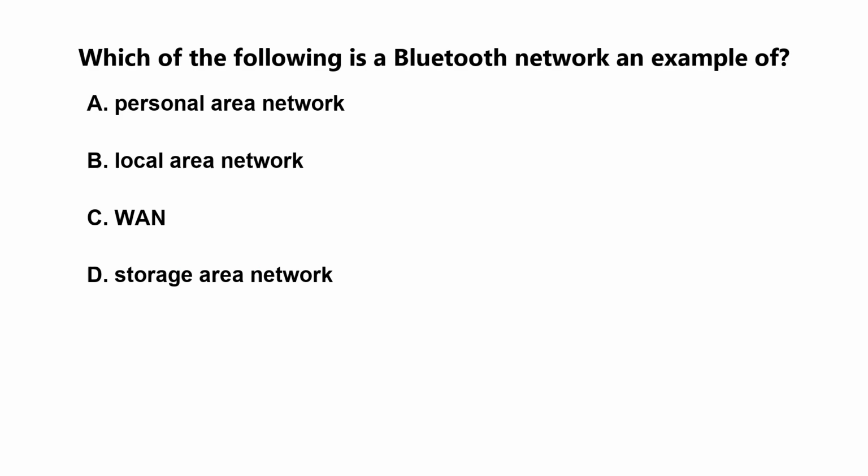Question 70. Which of the following is a Bluetooth network an example of? Option A, Personal Area Network. Option B, Local Area Network. Option C, WAN. Option D, Storage Area Network. The correct answer is option A, Personal Area Network.